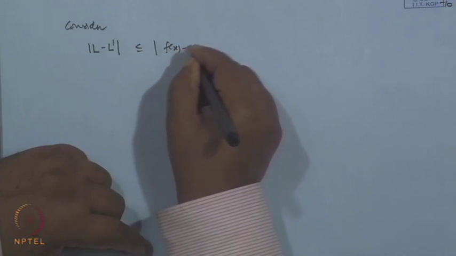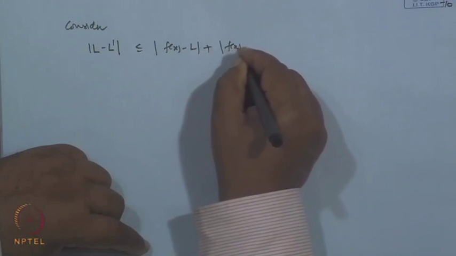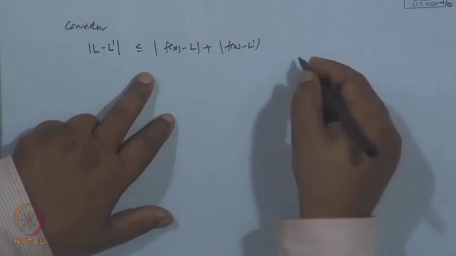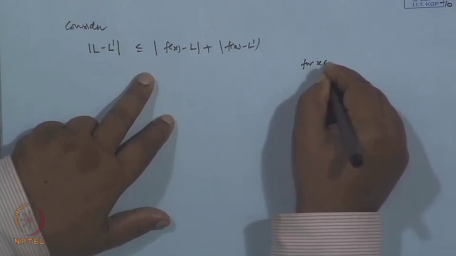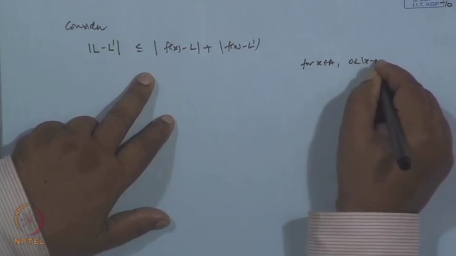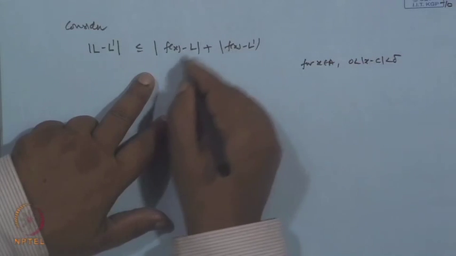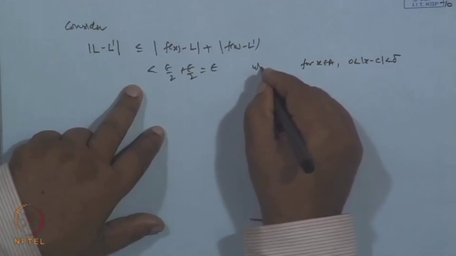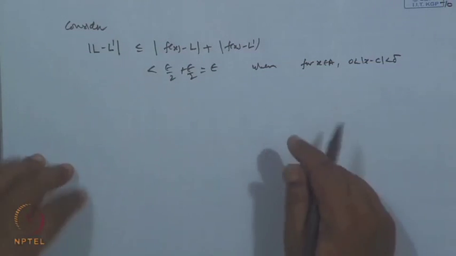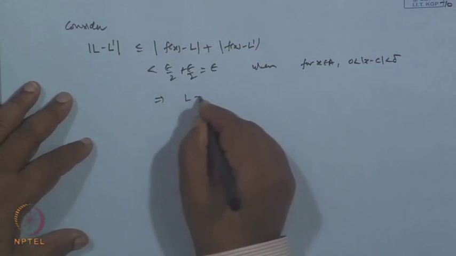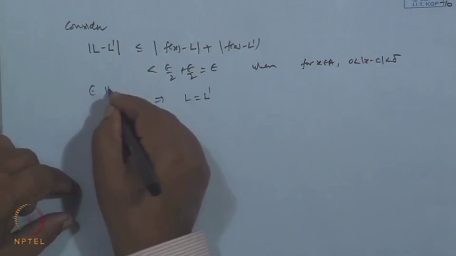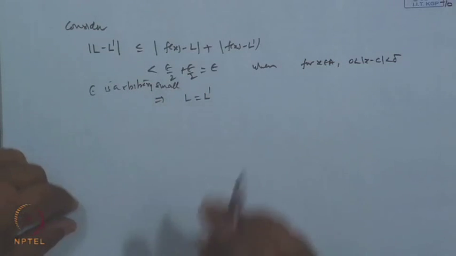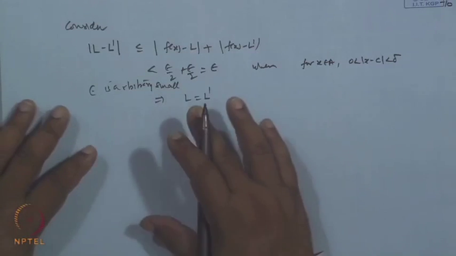So, we can write mod of f x minus L plus mod of f x minus L dash. But mod of f x minus L is less than epsilon by 2, for all x belongs to A and 0 less than mod x minus c less than delta, and this is also less than epsilon by 2. So, what it shows is that L equals L dash, because epsilon is arbitrarily small. So, we get L equal to L dash, that is, the limit will be unique.